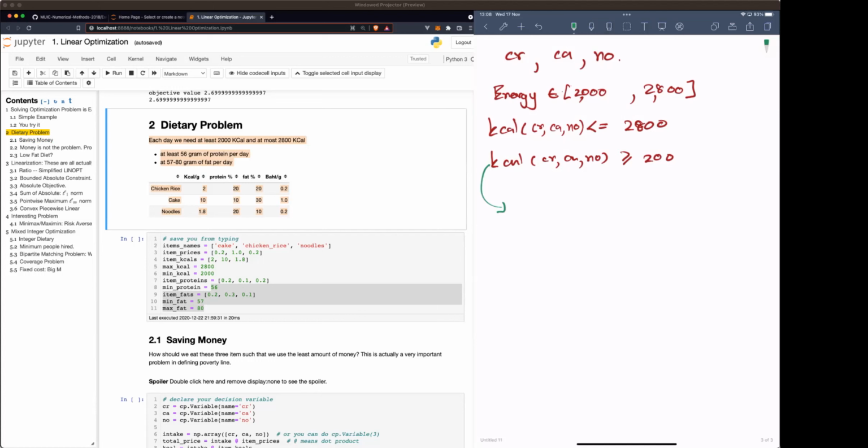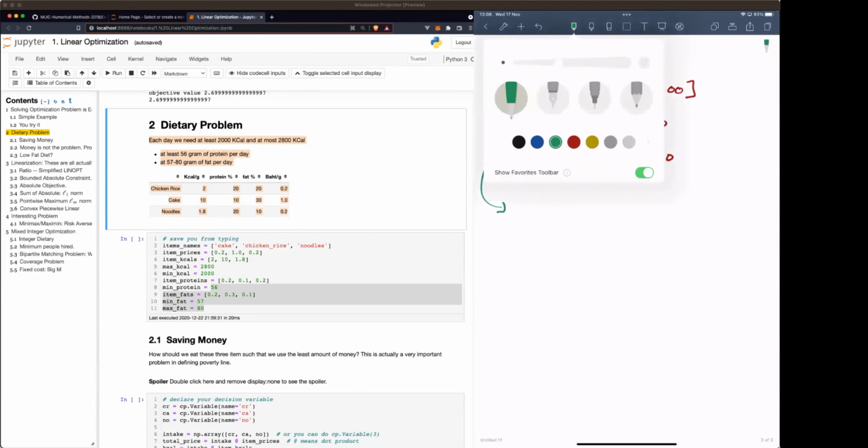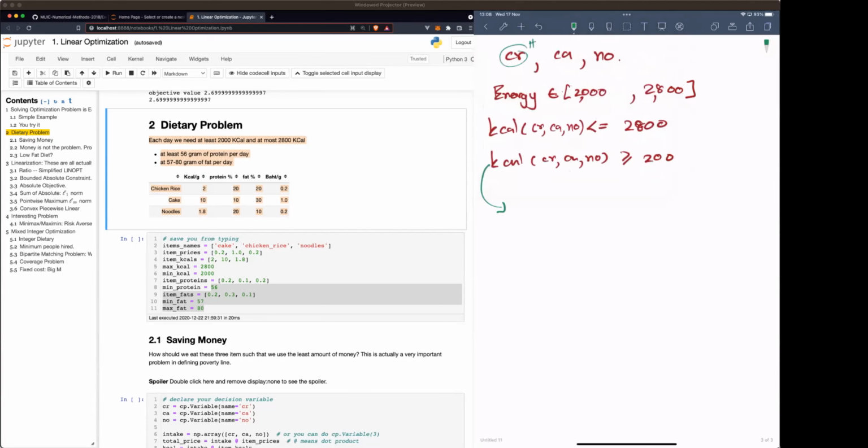So for example, we just multiply them up and add them together, right? For example, that's CR, I never write it down, but it actually means the number of grams of chicken rice you ate, right? So if you ate 100 grams of chicken rice, then you're going to get 200 kilocalorie because of that number 2 over there.